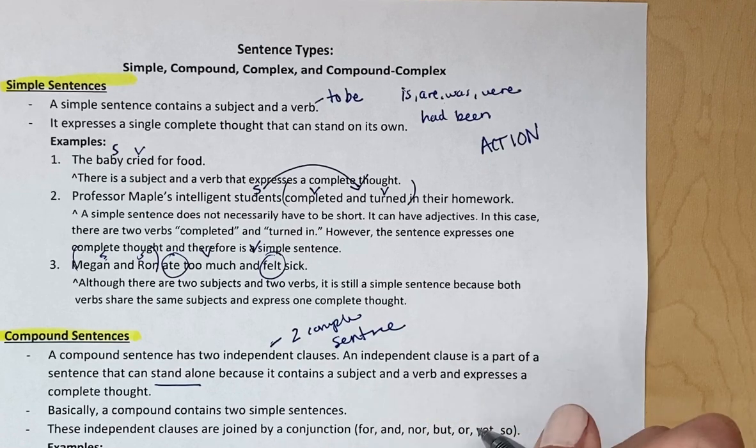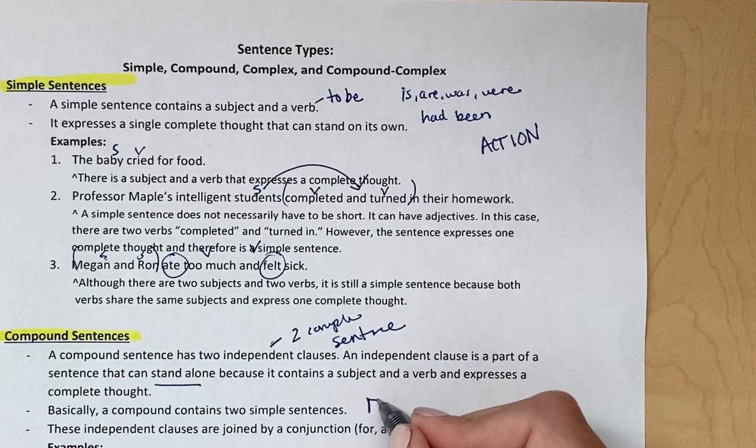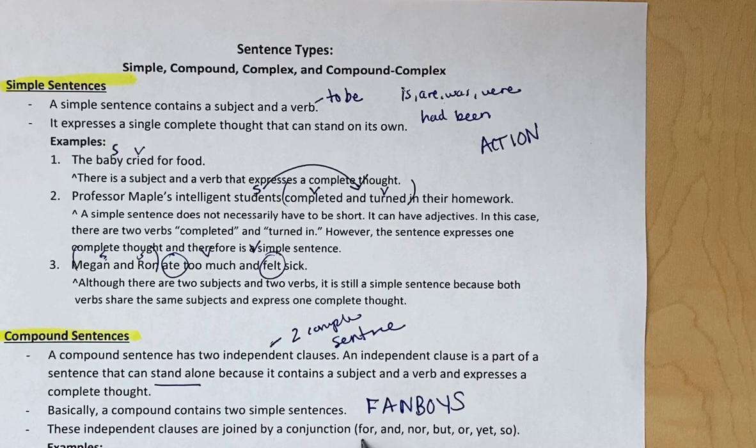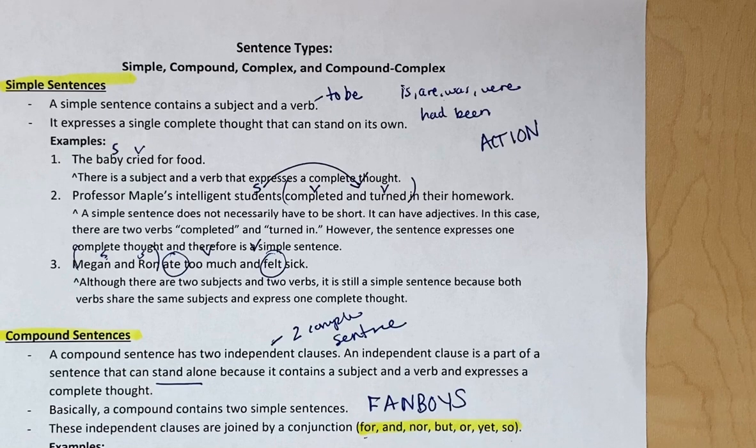Now, you might have seen these words before. These independent clauses are joined by conjunctions. And if you're really old like me, you might remember the old Schoolhouse Rock song, Conjunction Junction, what's your function? But this is also known as FANBOYS: for, and, nor, but, or, yet. So when you have these words that connect your two sentences, you also have a comma, and it creates a compound sentence.